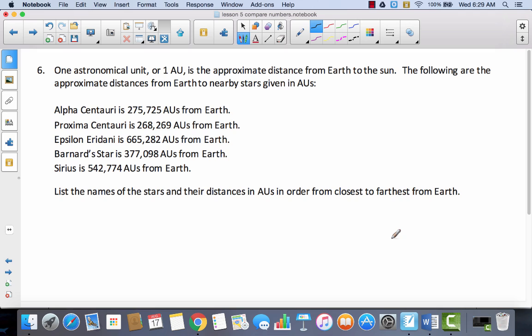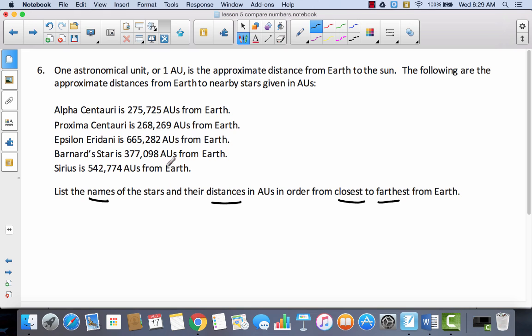All right, our last problem. 1 astronomical unit, or 1 AU, is the approximate distance from Earth to the Sun. The following are the approximate distances from Earth to nearby stars given in AUs. This is kind of like what we did in number 3 where they gave us a list, only they didn't put it in a chart, they just made a list for us. List the names of the stars and their distances in AUs in order from closest to farthest from the Earth. So basically we are looking at these distances and putting them in order from least to greatest.